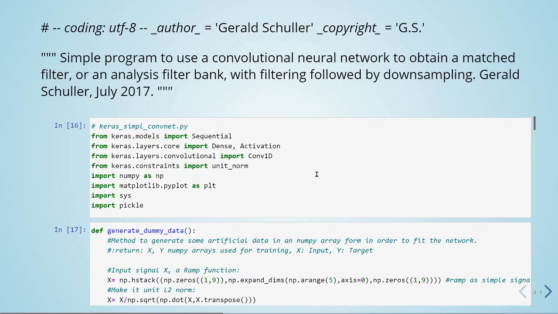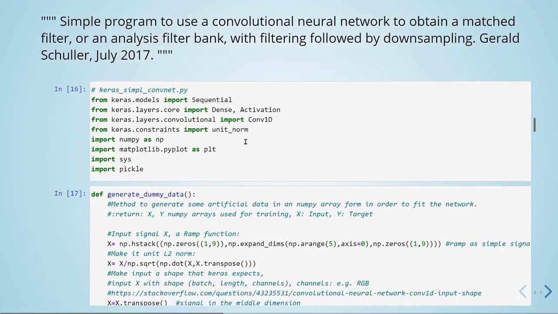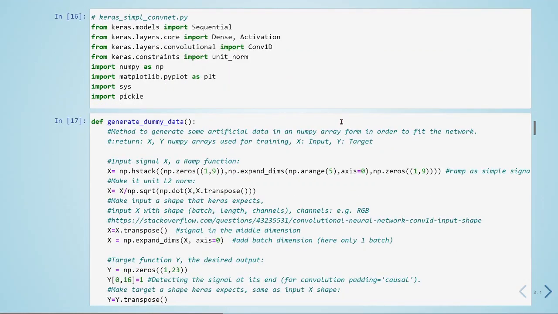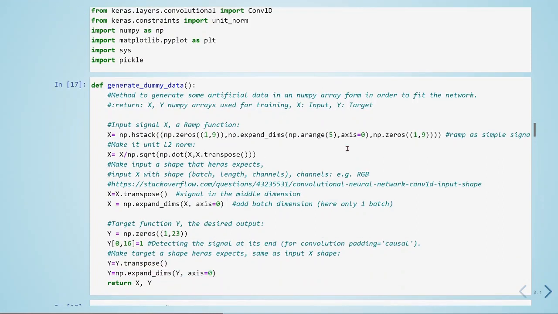So we start by importing all the libraries. We are going to use Keras and import the sequential model. We will import layers like the dense layer. We have activation. We have a convolution layer. In this case, we are not going to use all of them, we're just importing for future use. Then we have this function that will generate some artificial data in a NumPy array. So this is where we have our ramp.